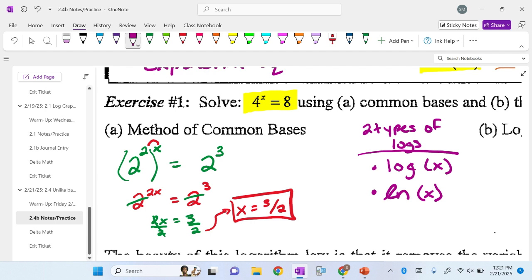I'll give you a hint. It doesn't sound like it's a number. E. So natural log is base E. Natural log's base E. Common log is base 10.